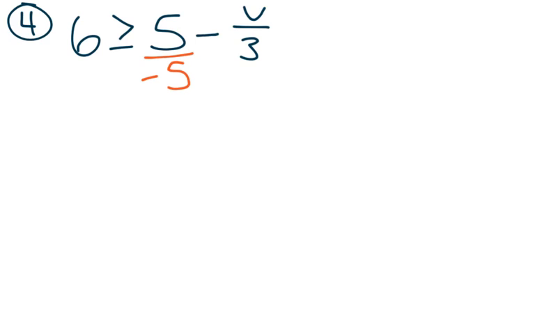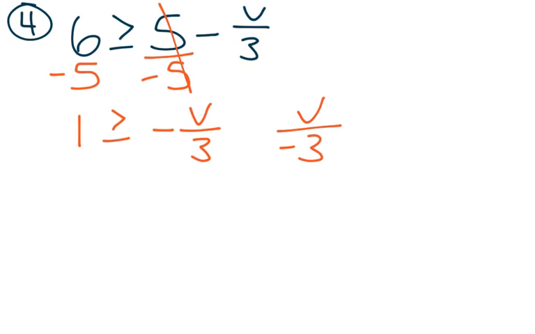Okay, so now we subtracted 5 on the right, which means we need to subtract 5 on the left. 6 minus 5, that's easy, that's 1. Greater than or equal to, the 5's go away, and I'm left with negative v over 3. Now, we could rewrite this as v over negative 3. Okay, and that might make it a little easier to see what we need to do next.